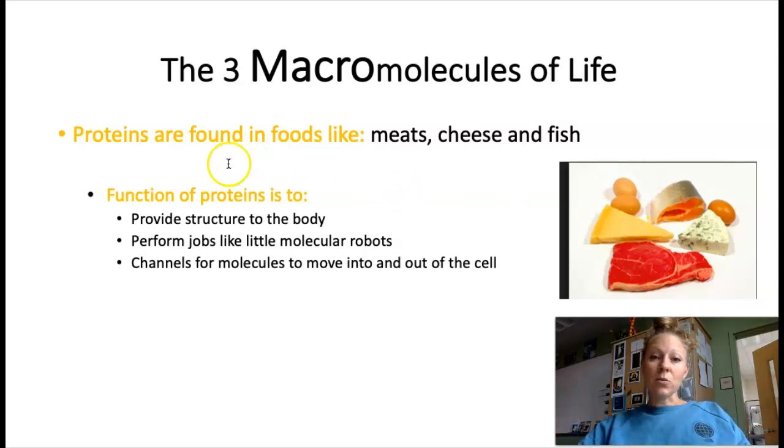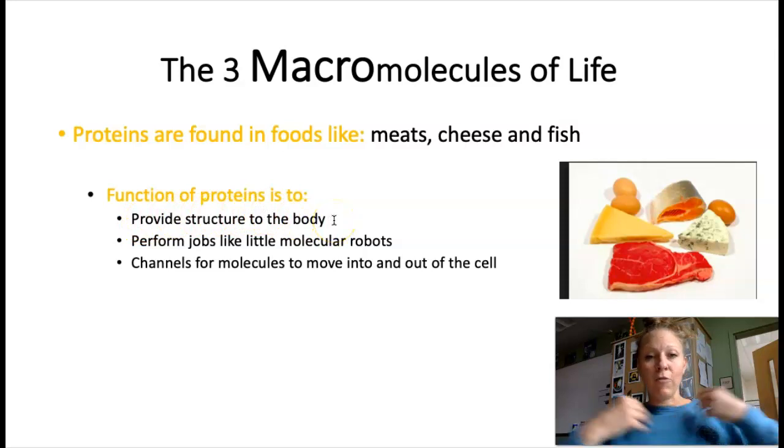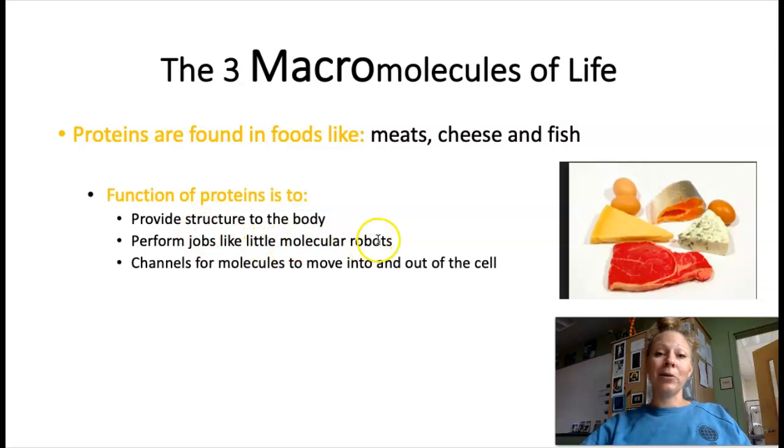And proteins are really cool. They are very diverse in their functions, meaning they do lots of different things. One thing that they do is they provide structure to our body. So we are made of proteins. Lots of proteins on the inside. They also perform little jobs. They perform jobs like little molecular robots in the body, which is really cool to think about. And they also provide channels, or like doors, for molecules to move into a cell and to move out of a cell. And so these are the functions of proteins.